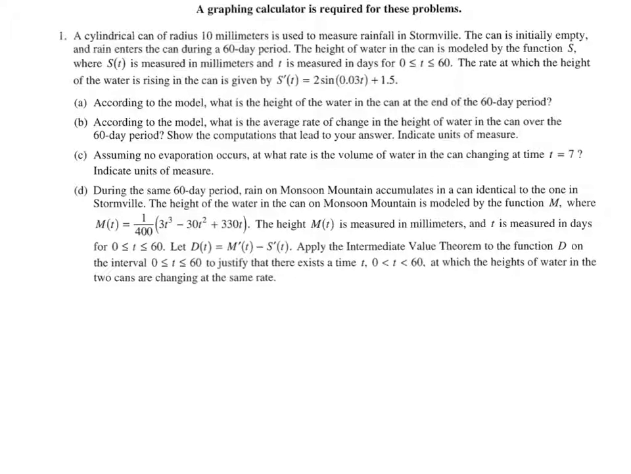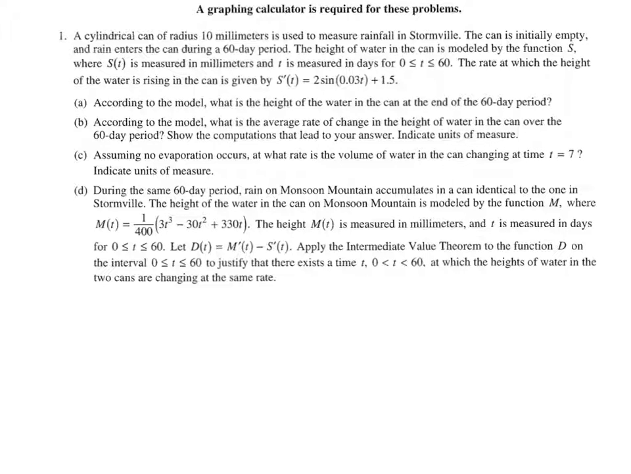Now, what they tell you, and this is a big point, you need to really note this, is that initially the can is empty. Okay, and then rain is going to enter the can during a 60-day period, and the height of the water in the can is modeled by this function S. S is in millimeters, T is in days, and they give you the rate that the water is rising in the can, and that's this derivative, and it's 2 sine of 0.03 t plus 1.5.